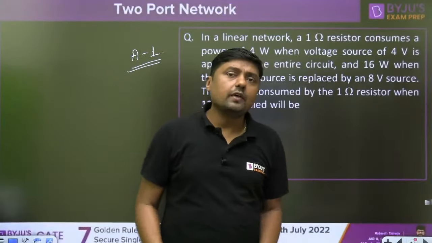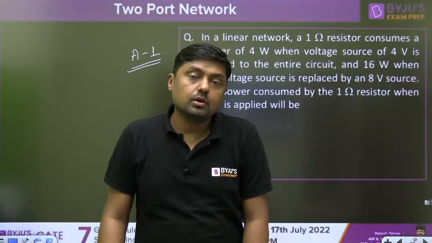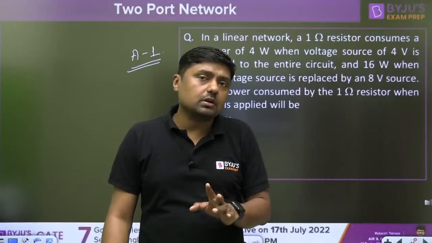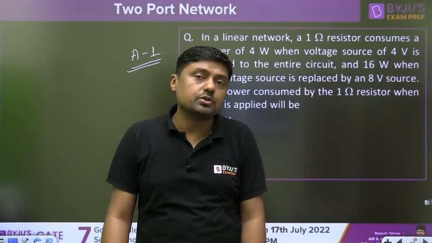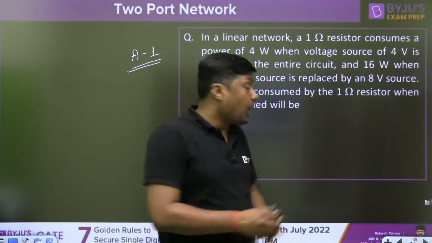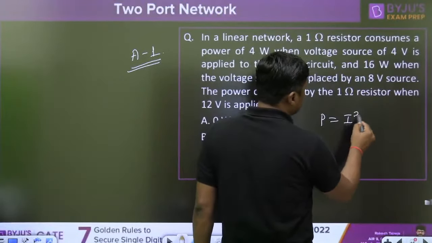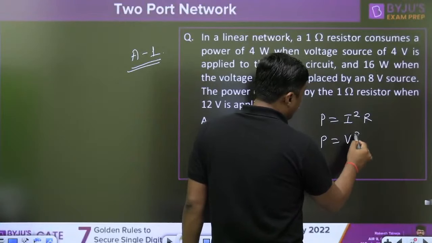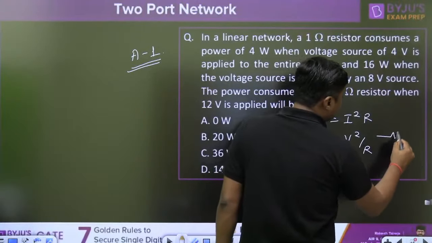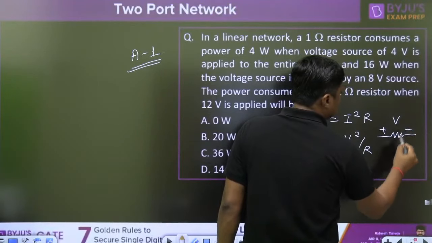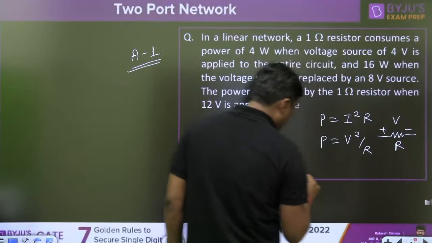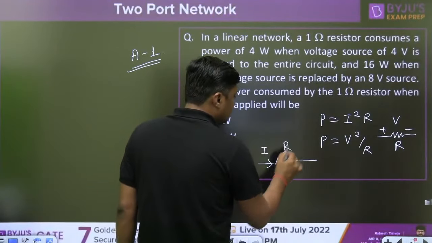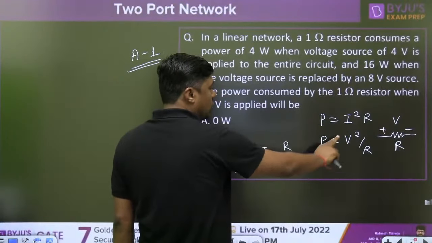In the previous class, I gave you the idea about the superposition theorem. Now this time the question is based on what? Power. But always remember, we can't calculate power by using the superposition theorem because it is a non-linear quantity. Power is equal to what? I square R. Or what? Power is equal to V square by R, where V is the voltage across a particular element, or if we know the current through that element, then power is I square R or V square by R.